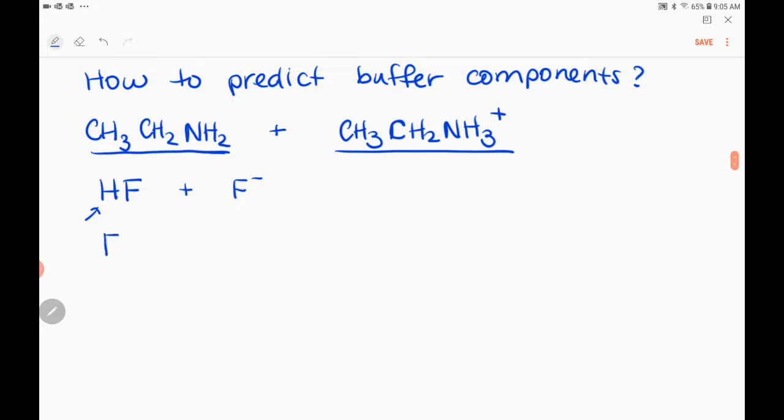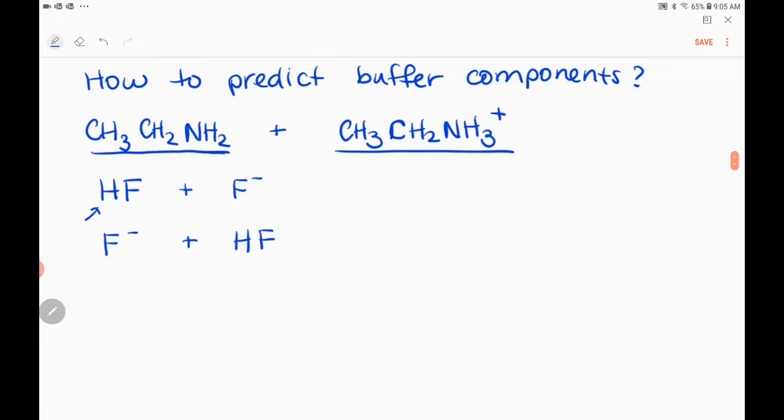Let's flip it around and do F minus. So F minus we know is a base. It has no H's on it. It would need to pick up an H plus, and when it did that, that plus would neutralize that minus, and we'd end up with HF.